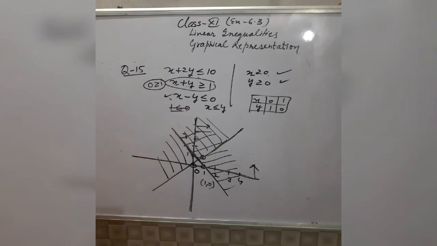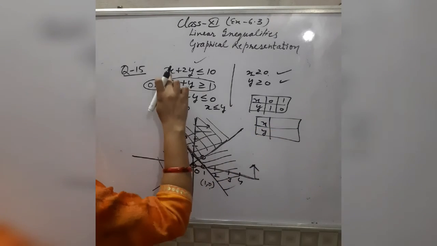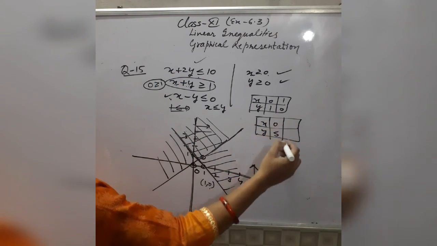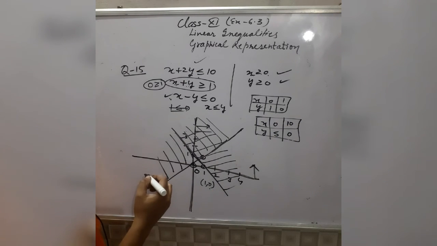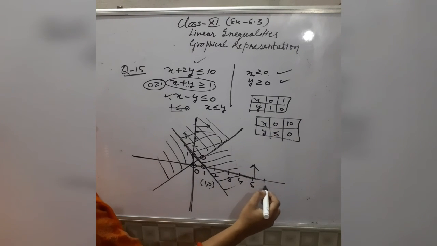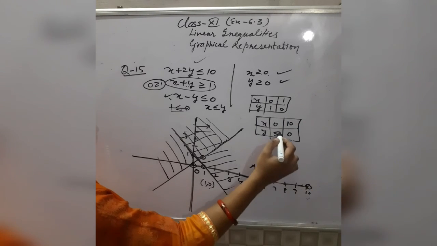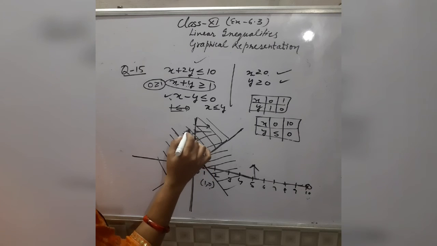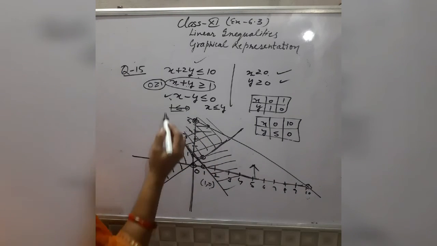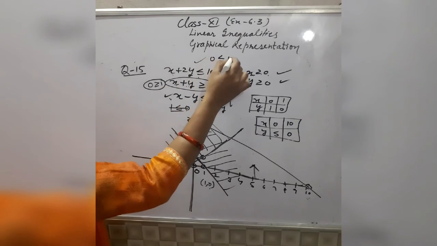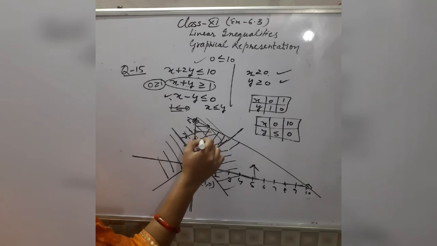Clear? Now for this first linear inequality, if you take x equal to 0, then the value of y will be 5. If you take y equal to 0, then the value of x will be 10. So x is 10, this is 5, 6, 7, 8, any points you can take. This is one point, and x 0, y 5, this is 4 and this is 5, this is the second point. Now if you put 0, 0 here, then you will get 0 less than or equal to 10. This result is true, so you will shade the region towards the origin, meaning this region.